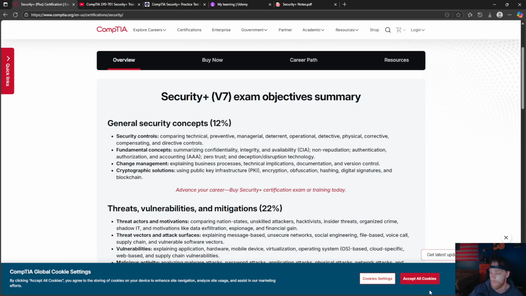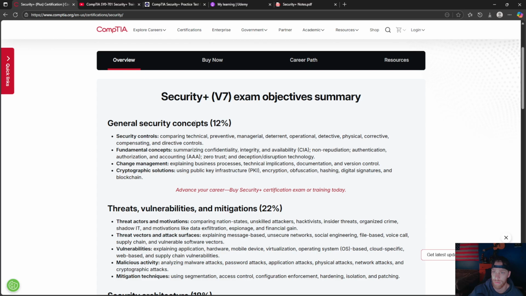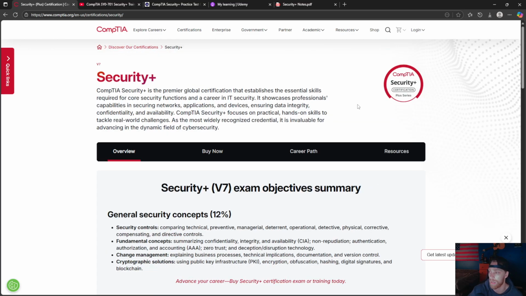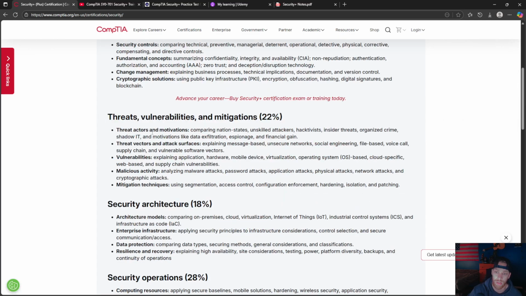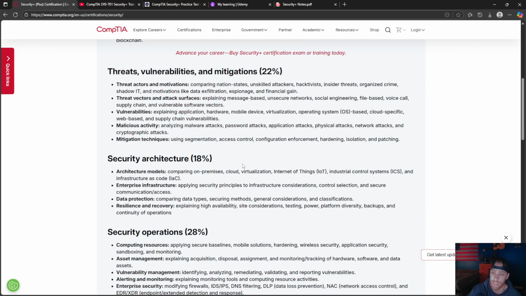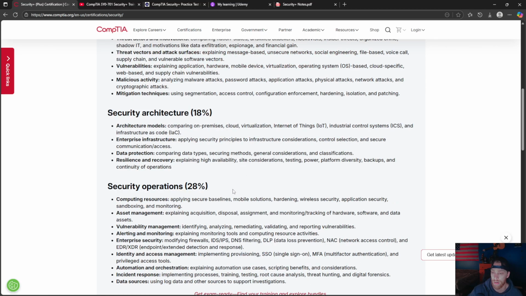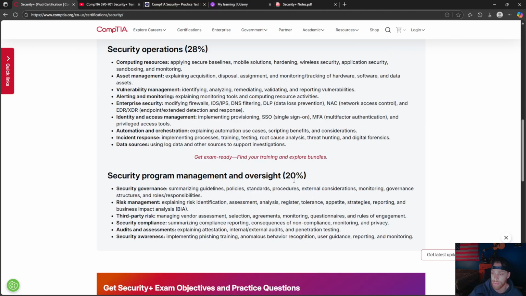This is just on the CompTIA website for the Security Plus, the 7th edition. It covers 12% of the exam on general security concepts, 22% threats, vulnerabilities and mitigations, 18% security architecture, 28% security operations, and then 20% security program management and oversight.